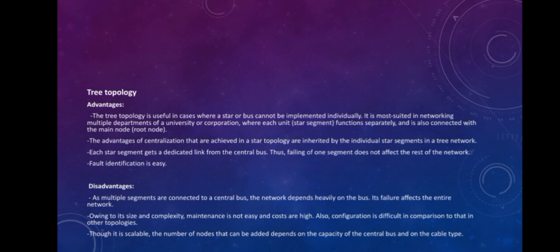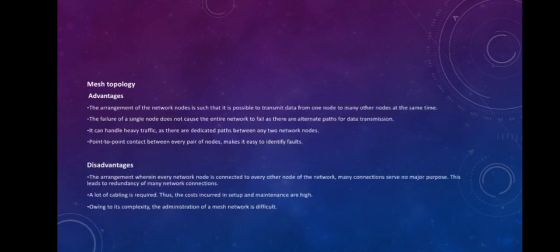Fault identification is easy. And the disadvantages: as multiple segments are connected to a central bus, the network depends heavily on the bus. Its failure affects the entire network. Owing to its size and complexity, maintenance is not easy and costs are high. Also, configuration is difficult in comparison to other topologies. Though it is scalable, the number of nodes that can be added depends on the capacity of the central bus and on the cable type. And another topology is mesh topology and its advantages.